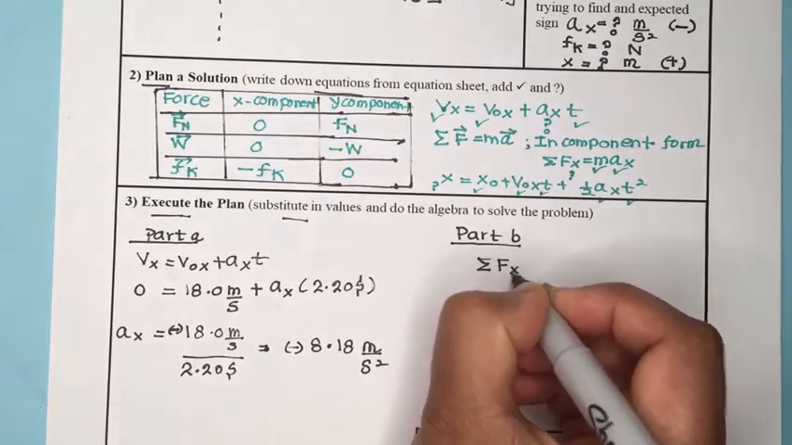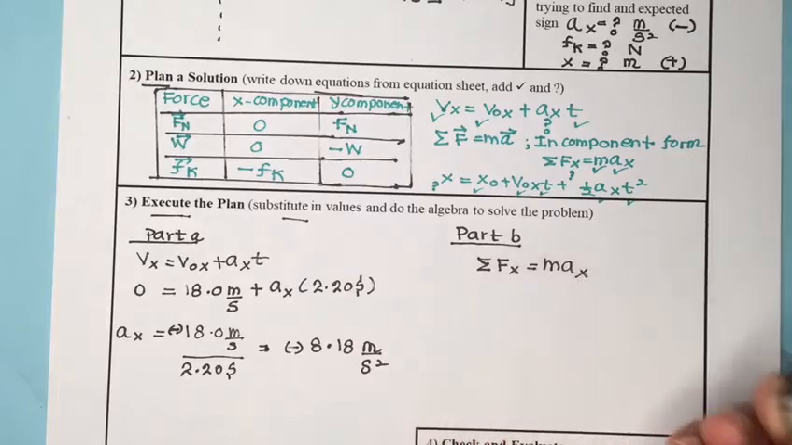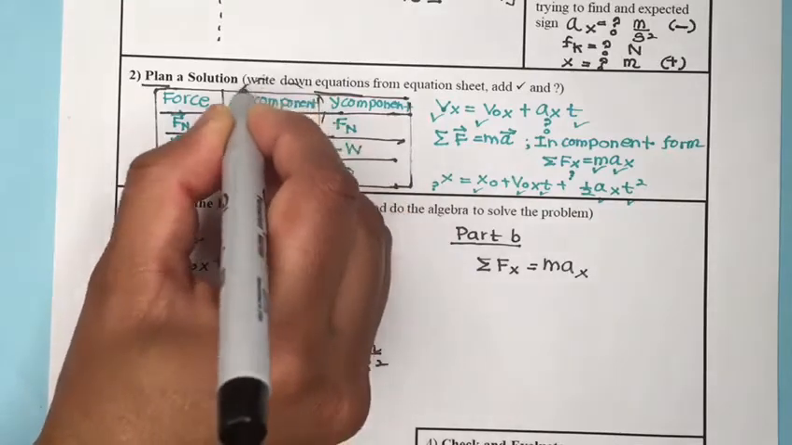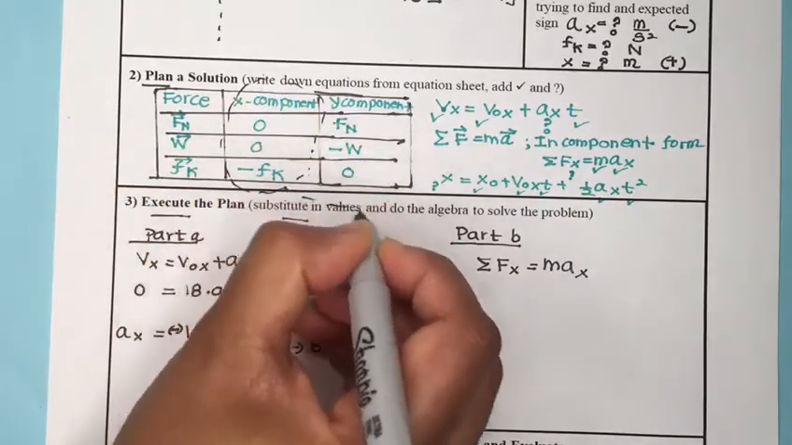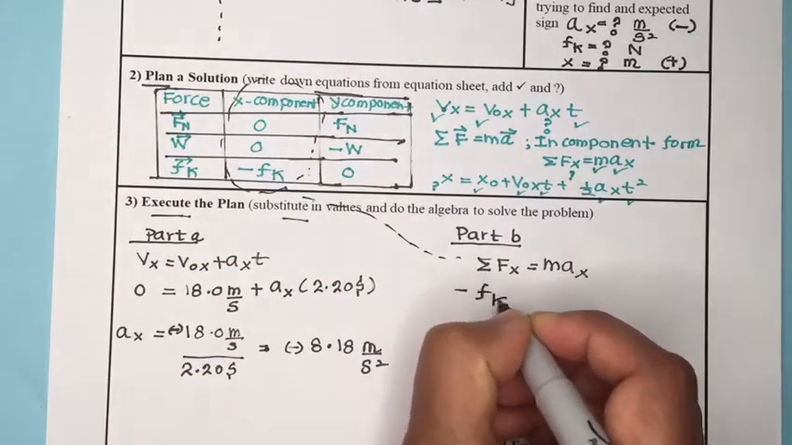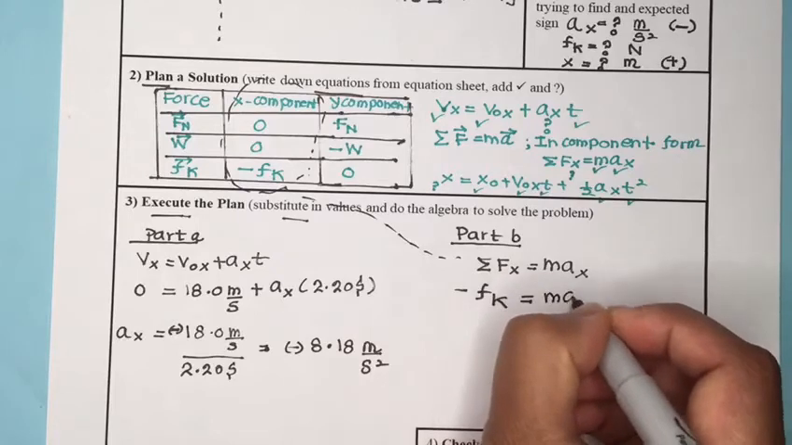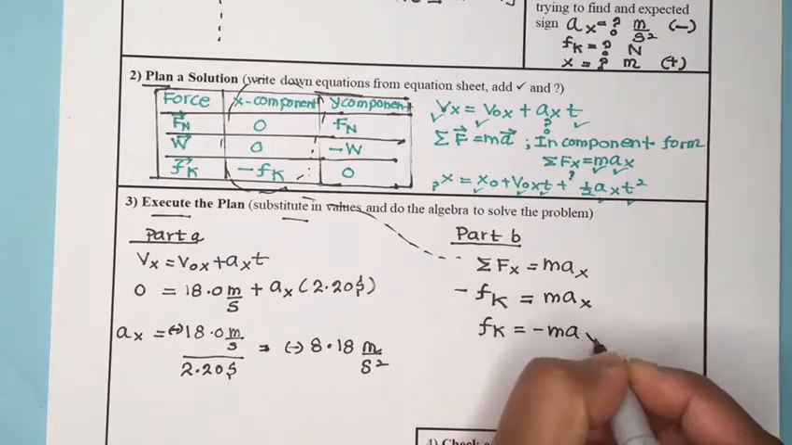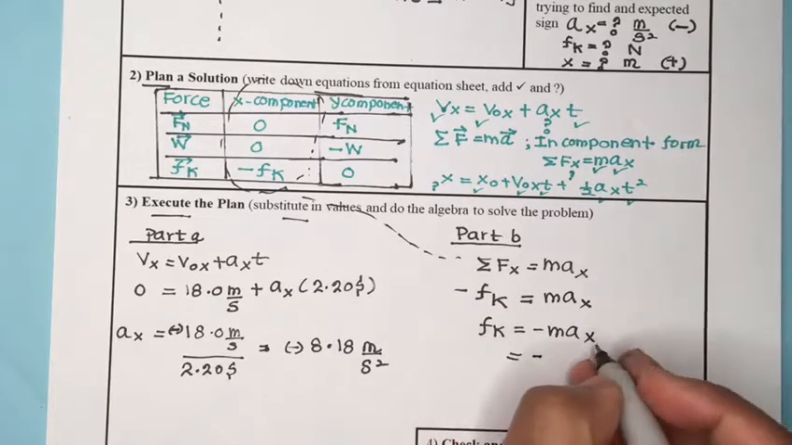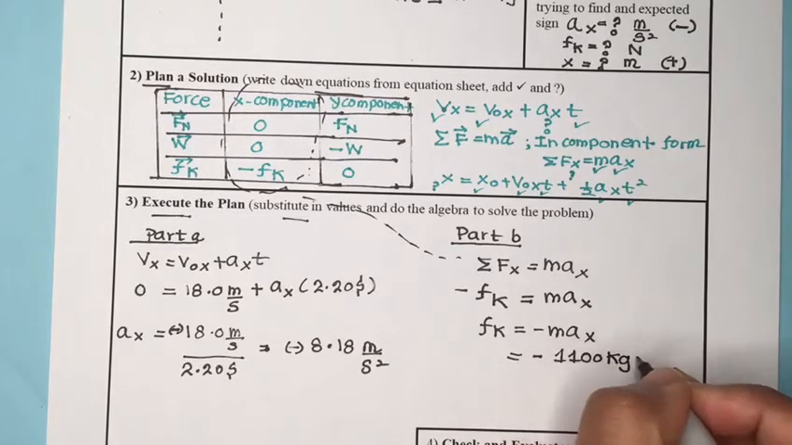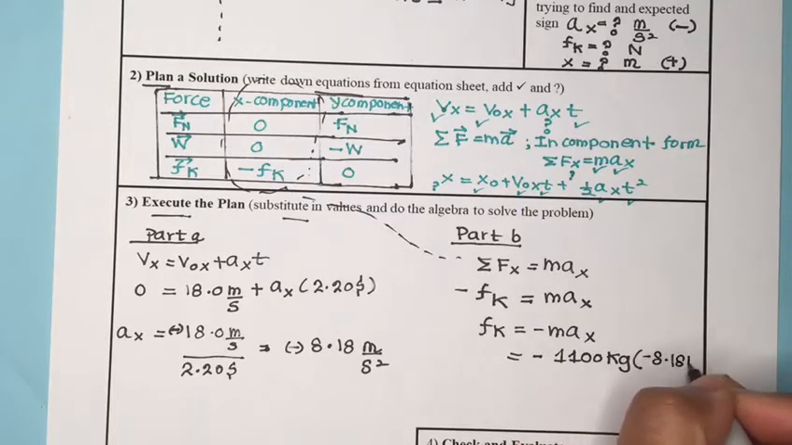Okay, so for part B, we are trying to calculate the kinetic friction. So for that, let's use Newton's second law, and this chart is really helpful, guys, because now you can just look at the x component column and put all the forces acting in the x direction. This is a simple case. You just have one force acting in x direction. The kinetic friction is equal to mass times acceleration, and then you have the acceleration from part A.